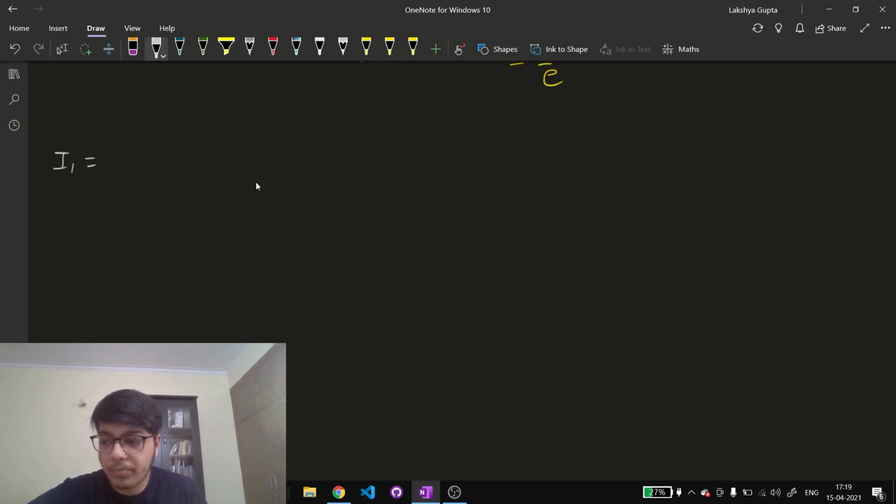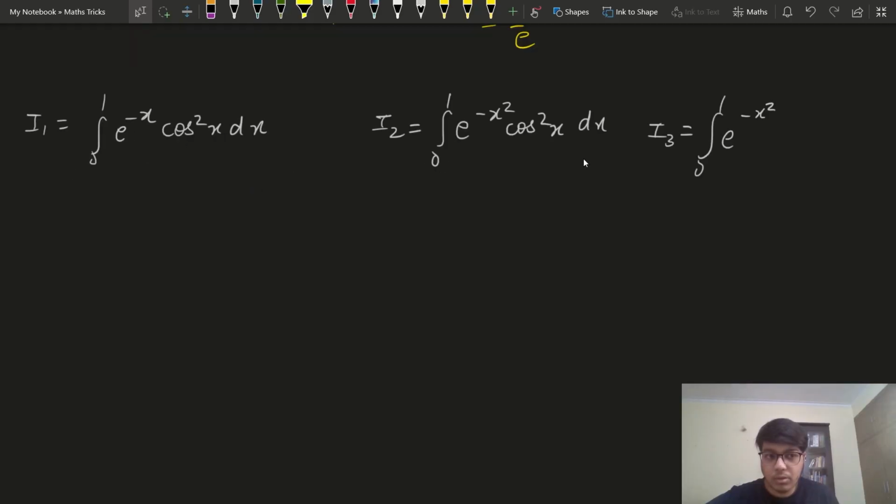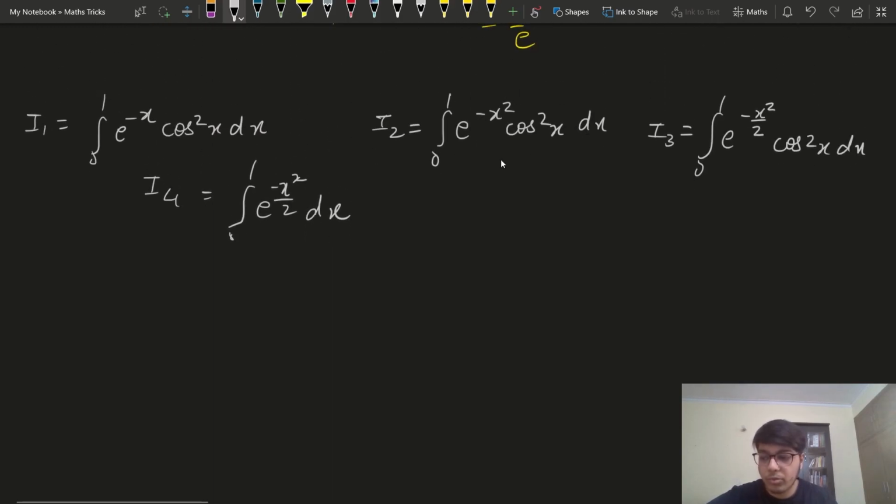Let's do another problem. I1 is the integral from 0 to 1 of e raised to minus x cos square x dx. I2 is the integral of e raised to minus x square by 2 cos square x dx. I4 is the integral from 0 to 1 of e raised to x square by 2 dx. We need to prove that I1 is less than I2, less than I3, less than I4.